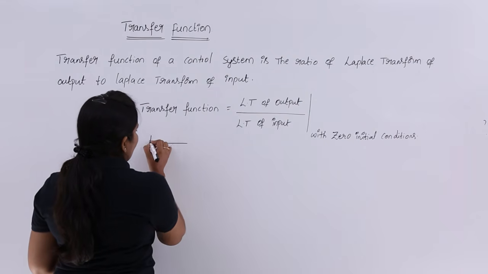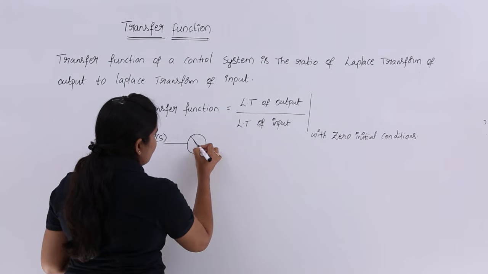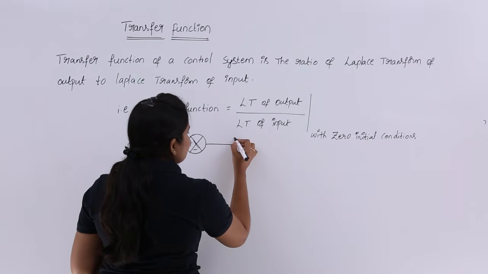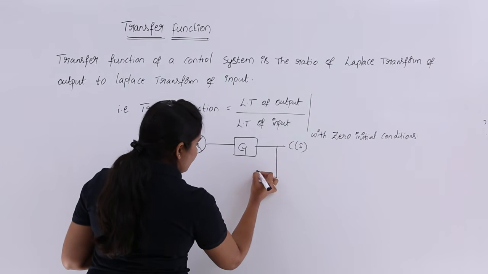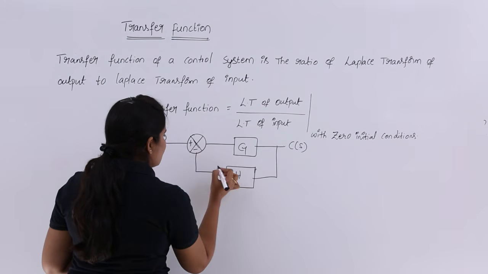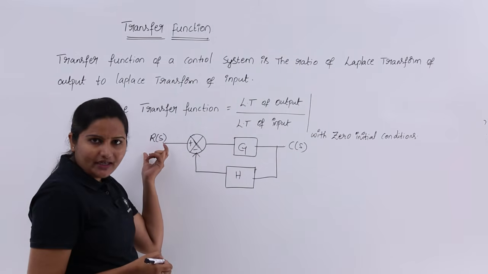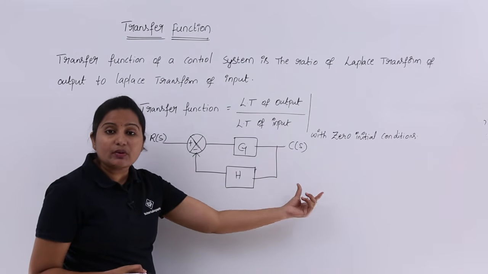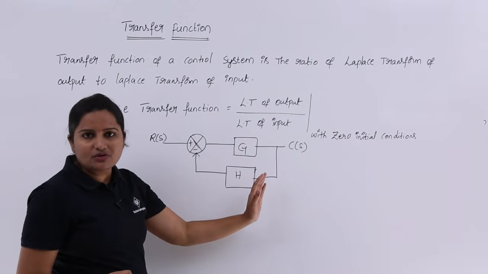I have R(S) as my input transform and a summer here. I have a negative feedback system like this, and this is my open loop gain G, and this is my output transform, and this is my feedback. My feedback element gain is H. So, this is my closed loop control system, where the input is R(t), the input transform is R(S), the output is C(t), and the Laplace transform of that output is C(S). Everything I consider in terms of frequency domain and gains.